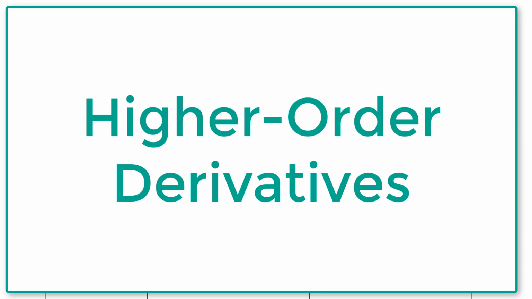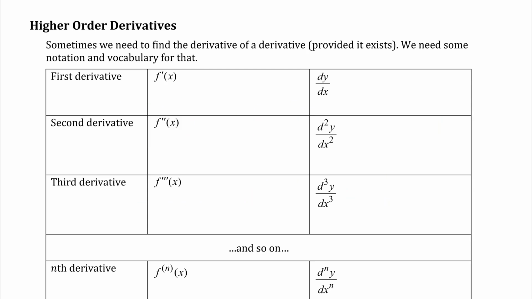Hi, in this video we're going to talk about higher order derivatives. There's something here at the top of the screen that explains what that is. Essentially, we are finding the derivative of a derivative. One question might be, why would we do that? We're going to look at that in some of the next sections in our textbook. For right now, we're just going to talk about how to do that and the notation that we use to designate that.